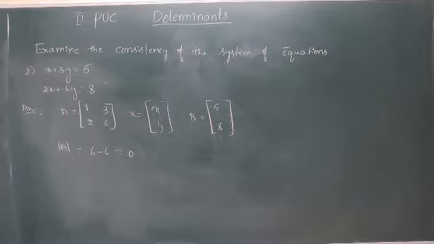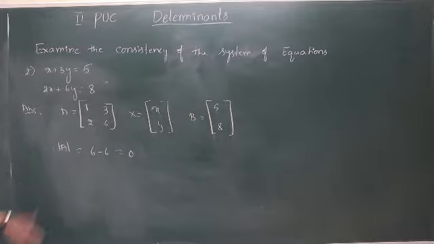Now we got the determinant value as 0, which implies what? The matrix is a singular one. If it is a singular matrix, what do we have to do? There is a method: we have to find the value of adjoint A into B.